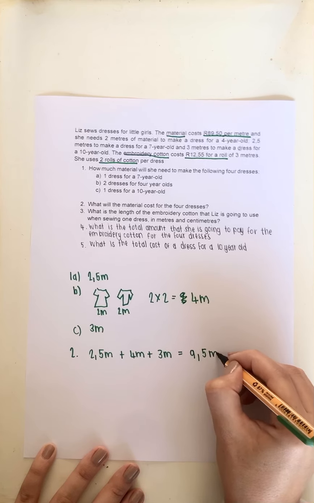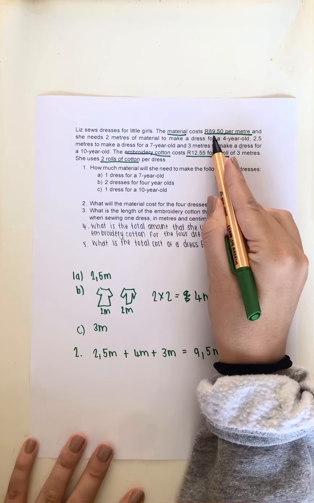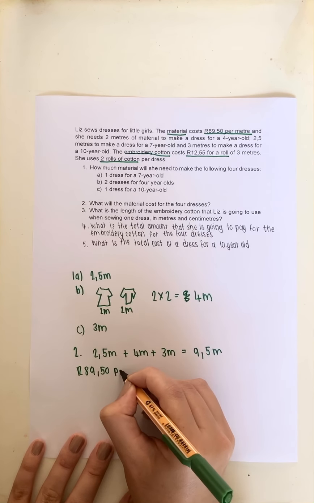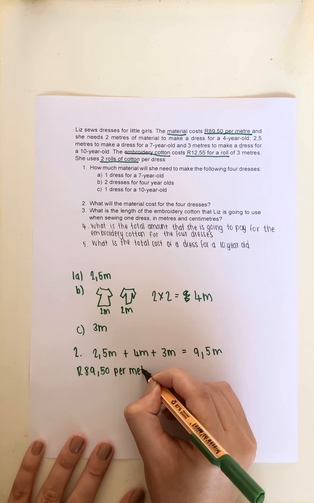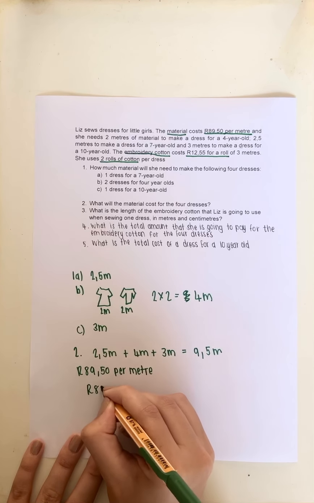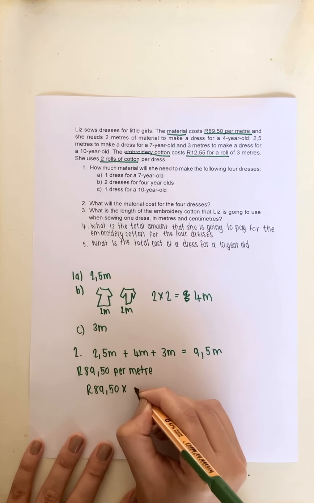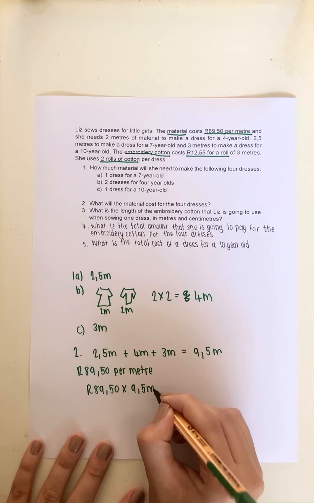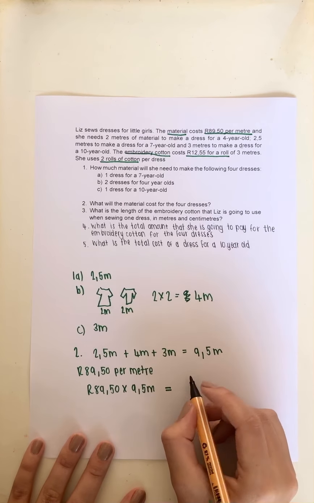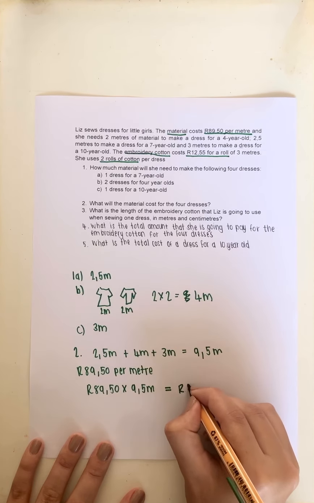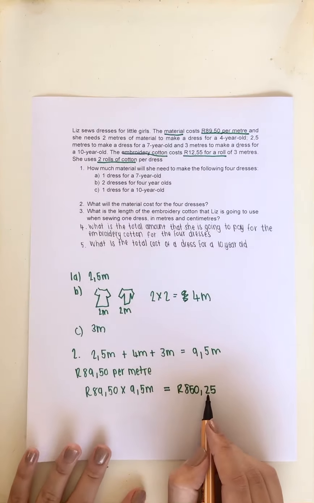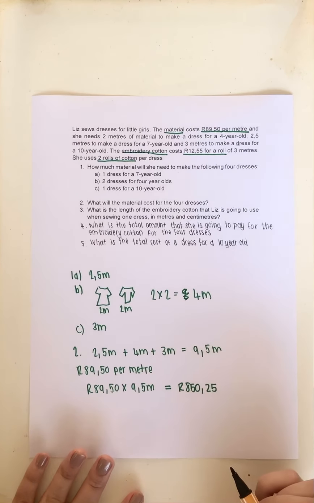Altogether that gives us 9.5 meters. We also know that it costs 89.50 per meter, and she has to buy 9.5 meters. So we take 89.50 times 9.5 meters, because that's the cost for 1 meter, but we need 9.5 meters, so that's why we're multiplying them. If you put that into your calculator, you'll get 850 Rand and 25 cents. So that's how much she will pay to cover all the material for the dresses.